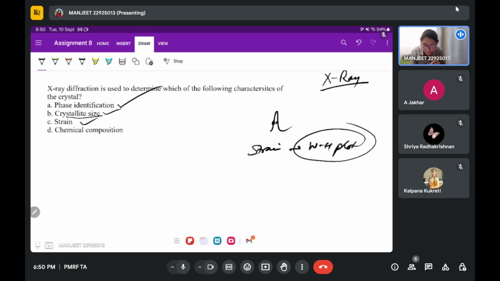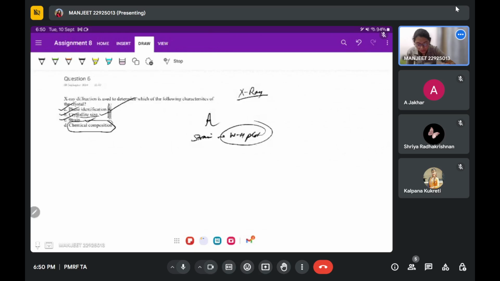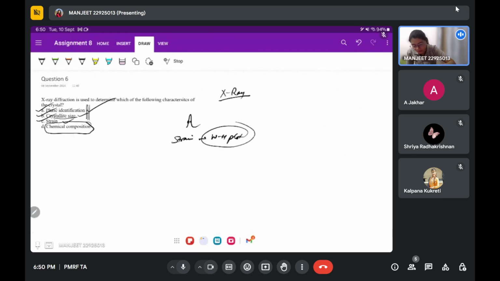And the third is the chemical composition. The chemical composition is not determined by your XRD, but in the Rietveld refinement, which is a further step in XRD, we can calculate the chemical composition. But from the XRD pattern directly, we can calculate only the phase identification, crystallite size, and strain. Okay, this is about this question.